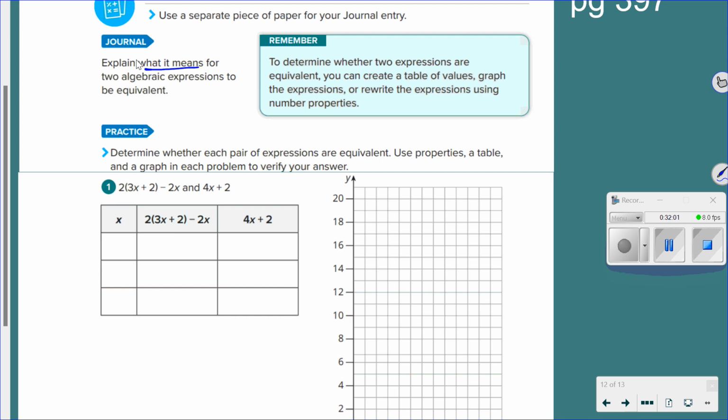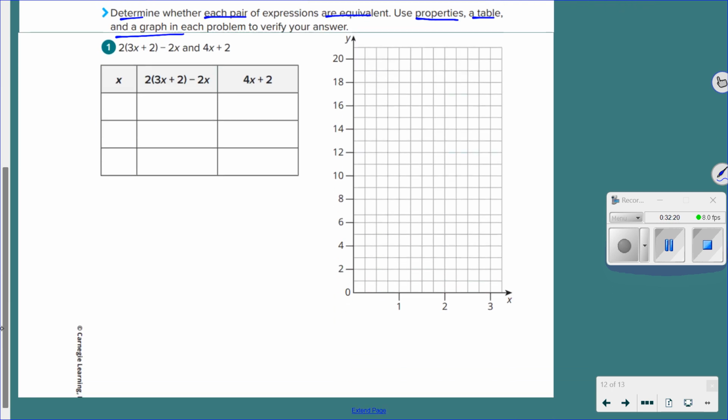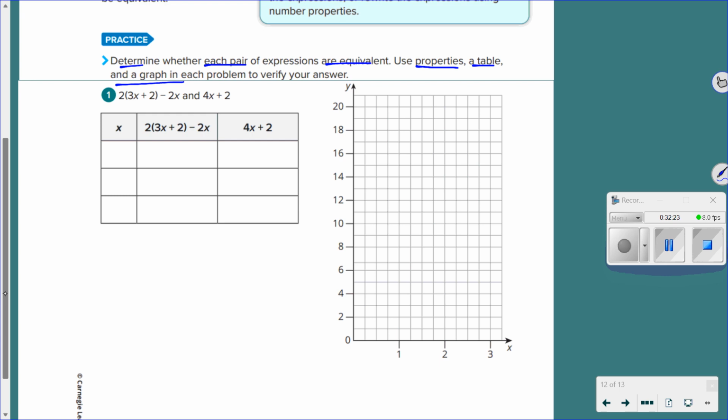Determine whether each pair of expressions are equivalent. Properties, a table, and a graph in each problem. So, you have to do all three? Yes, because the directions say to. The directions didn't say to. You can prove equivalence in any one. They gave you the graph and the table. They did not give you the properties like they did before. So make sure you've written out the property step. I'll give you a hint. It starts with given. Then you're going to have two steps. This is the one you're going to need to use in order to simplify that expression.